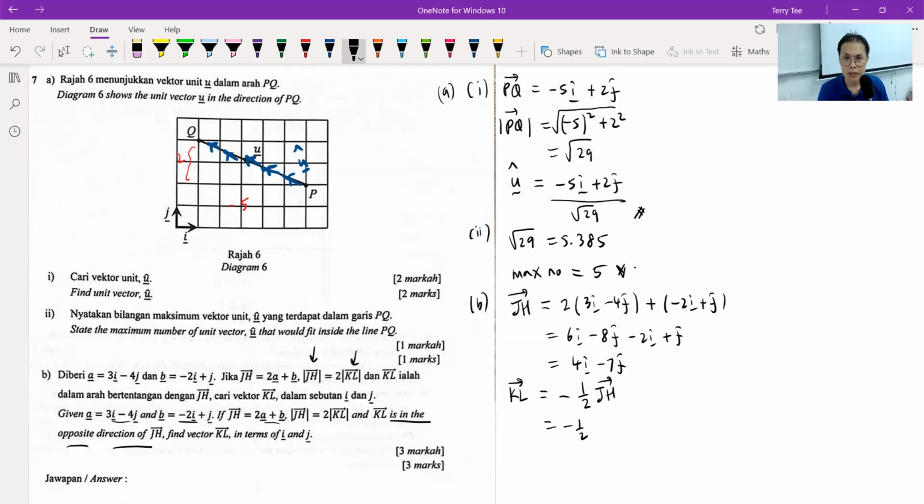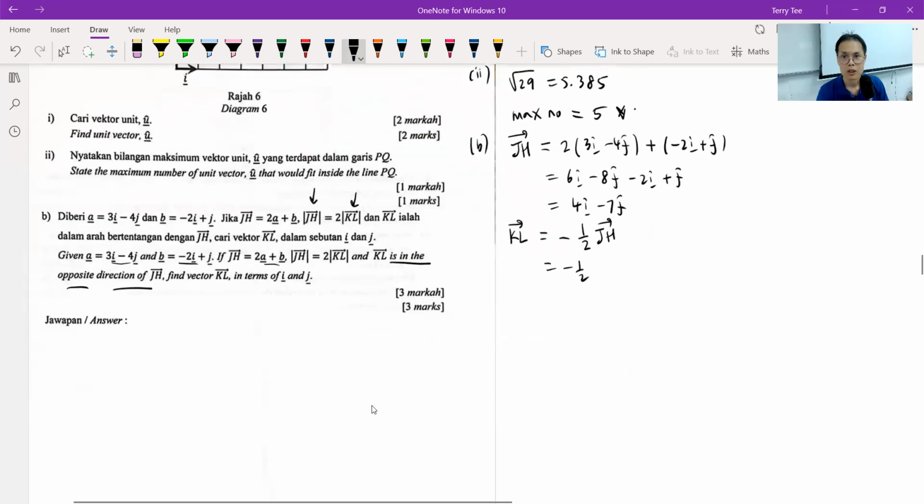And we know JH now, right? Okay, let's move this up a little bit. We know JH is 4I minus 7J. So when you multiply inside, KL has a vector of negative half times 4 is negative 2I, minus half times minus 7, positive 7 over 2J. There you go. That is vector KL.